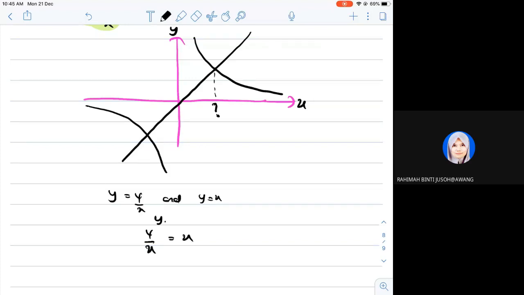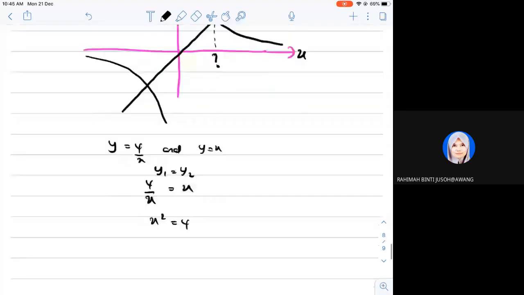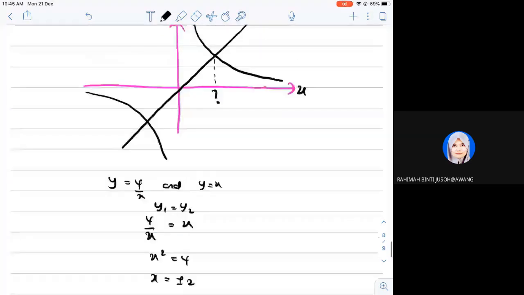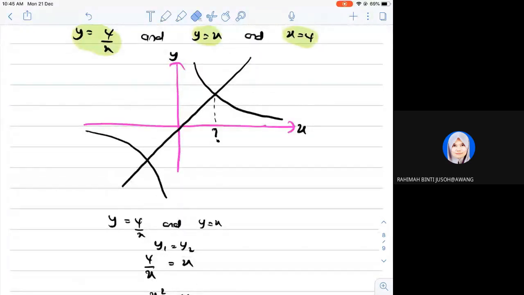Okay, y1 equals y2. So we have x squared equals 4. Of course, we have x equals plus or minus 2, isn't it? So the intersection here, I can erase this one, should be positive 2. And then the intersection here is negative 2.